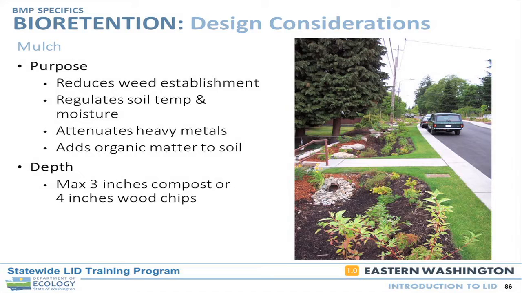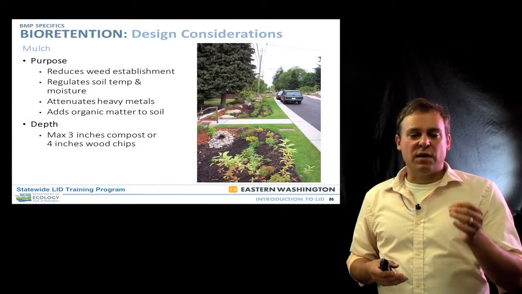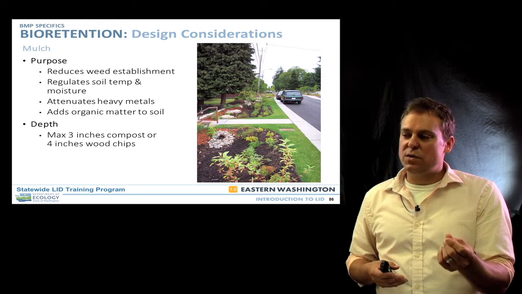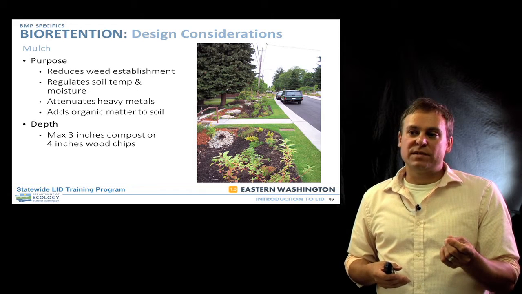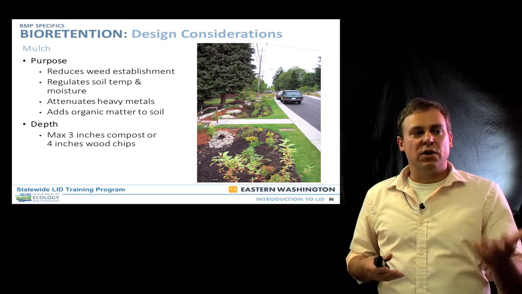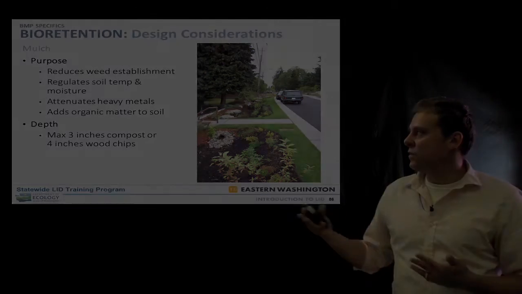Other design considerations: mulch. Why do we have mulch on it? It reduces the weed establishment. It regulates the soil temperature, so it holds the moisture into those soils so it doesn't dry out so quickly. Attenuates heavy metals. Most of the studies of bioretention facilities show that the metals running off of impervious surfaces are retained and adhered to those soils, the high cation exchange capacity that's in mulch right at the surface, which is an important consideration if you're going to do maintenance. If you're just replacing the mulch, you're going to be taking care of a lot of that metals buildup over time. And it adds organic matter to the soil.